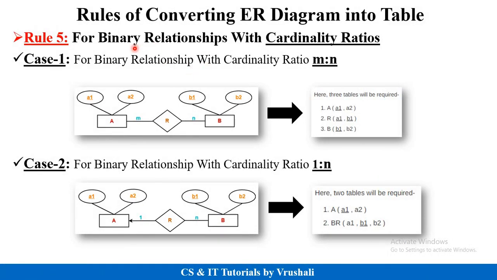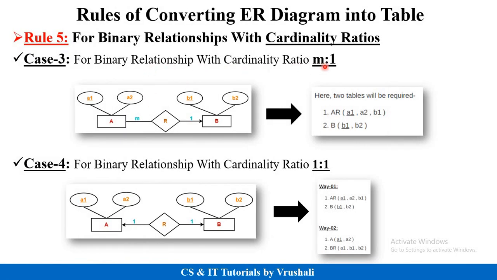The last rule is a binary relationship with cardinality ratio. We already discussed one to one, one to many, many to one and many to many relations. This relation is converted into a table when there is a many-to-many relationship. All the attributes are included in the table, and there is a relation, so they have the primary key of A and the primary key of B, that is A1 and B1. In this way you can generate the table.